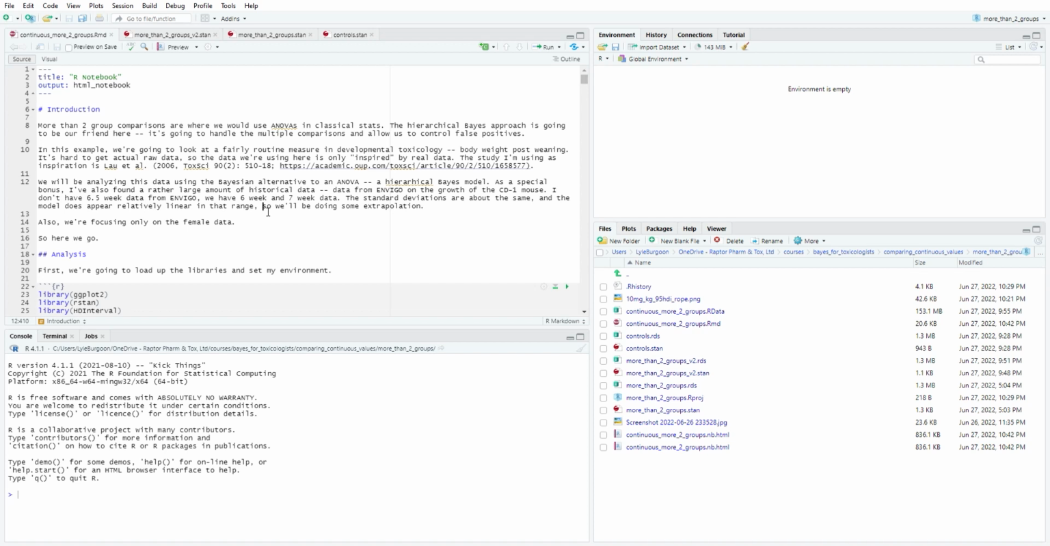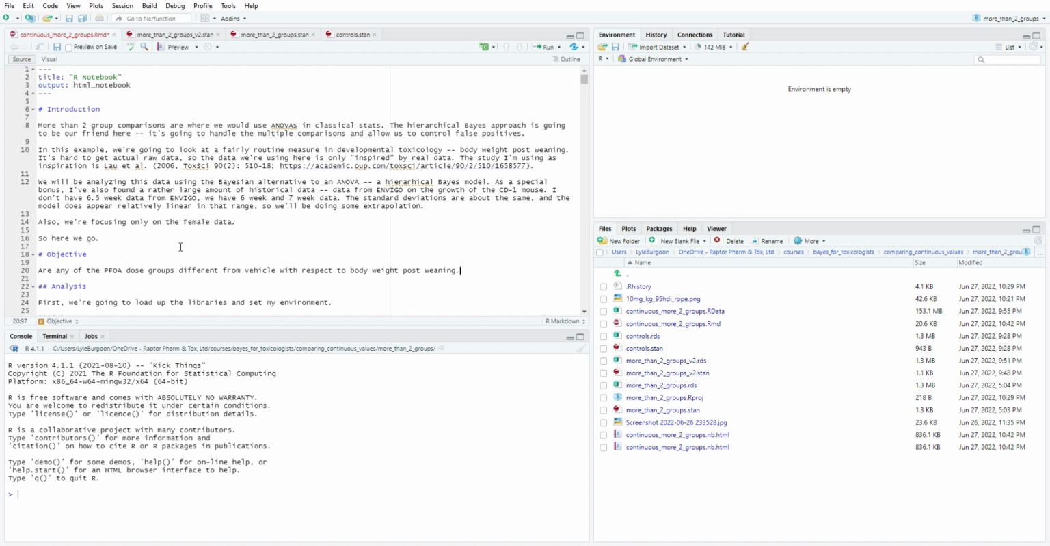And the question that we're looking to answer is, I guess I didn't put that there, but let me put that in real quick. So our objective is, and I believe this is PFOA, are any of the PFOA dose groups different from vehicle with respect to body weight post-weaning? So we're in particular going to be looking at the 6.5 week time point.